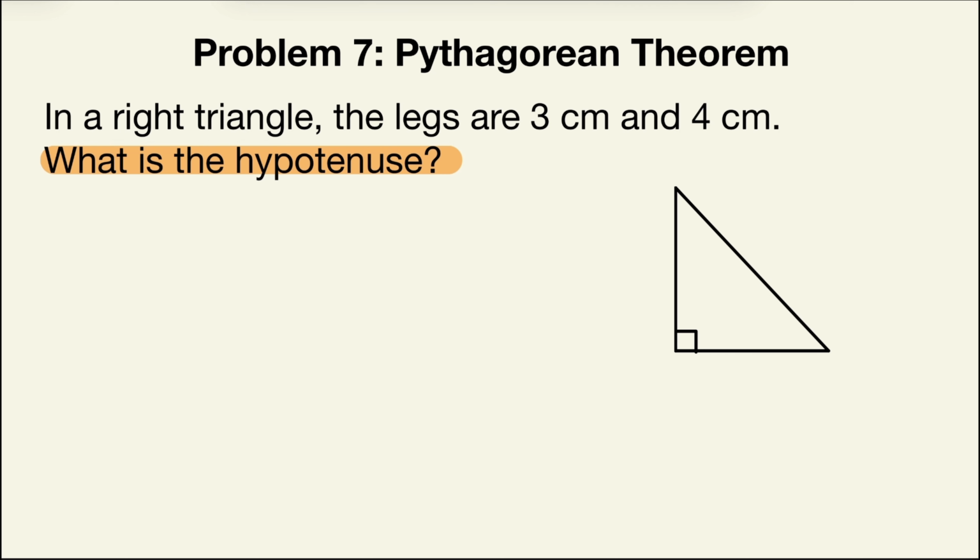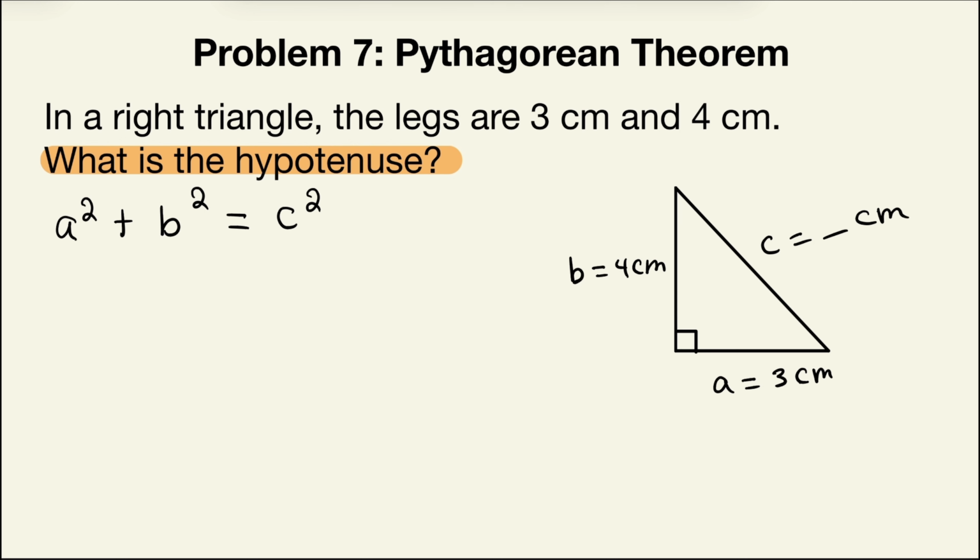So that is a squared plus b squared equals c squared. And we're already given that 2 of the 3 sides are 3 centimeters and 4 centimeters. So let's just go ahead and label A as 3 centimeters and B as 4 centimeters. And we don't know what C is yet. That is our hypotenuse.